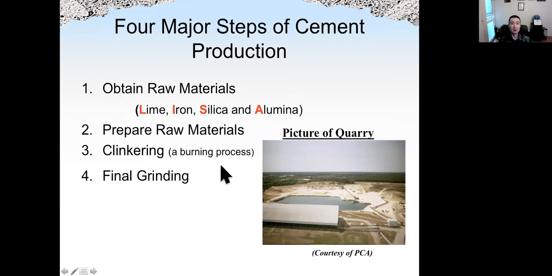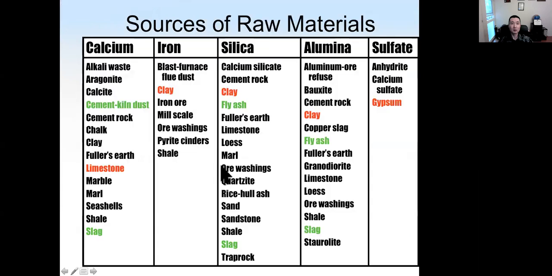Let's look at the details of this process. First, we need to get the raw materials. We need calcium oxide, which may come from different sources. The most common source is limestone. So we get limestone from a quarry, and we get calcium. It can also come from cement kiln dust or slag. Slag is a byproduct of the steel manufacturing process, an industry byproduct. So we can use waste materials such as slag to replace limestone if we can.